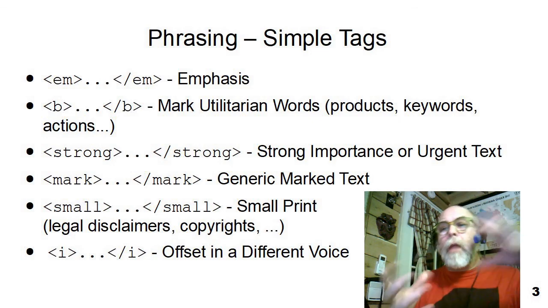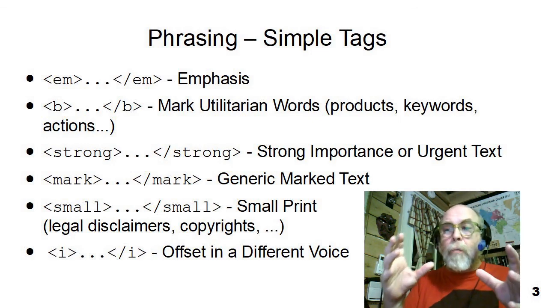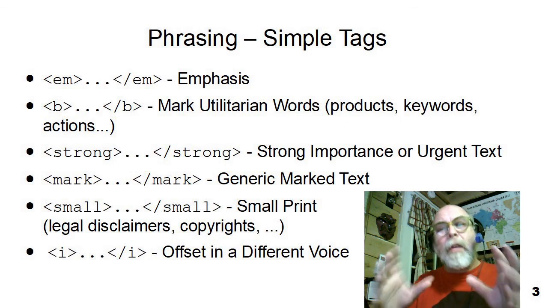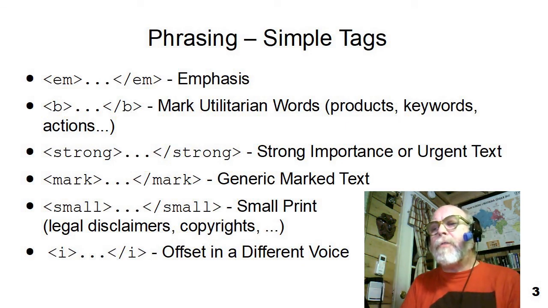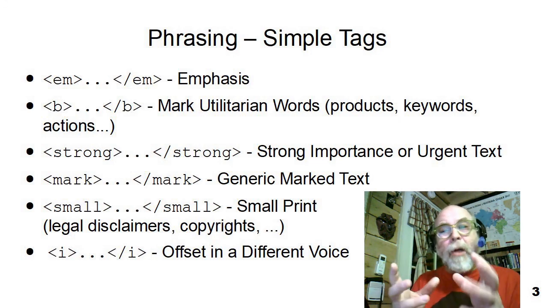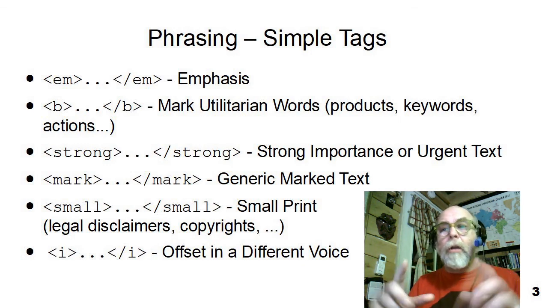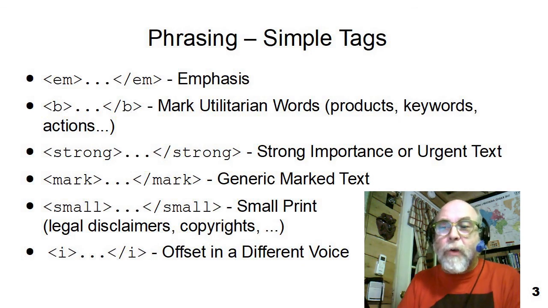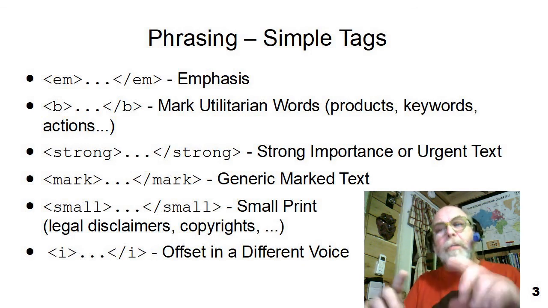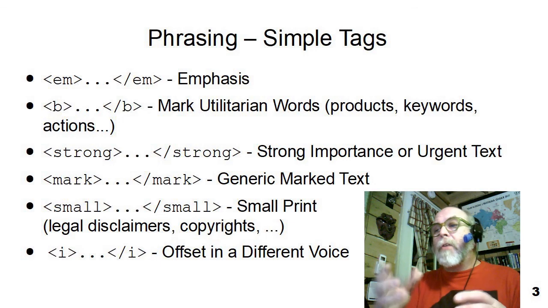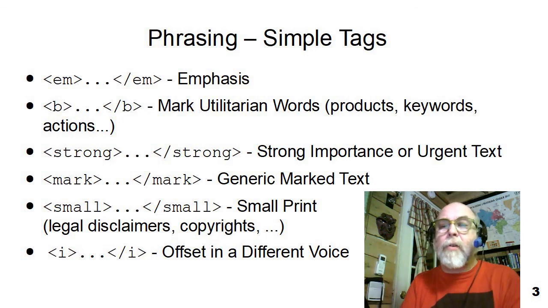Now, they all will show highlighted. They all will show bolded, but they mean totally different things. If you've got words that you need to mark, but you don't know what to mark them with, you can just use the generic mark. It's not very preferred. In fact, you really don't want to use mark, but if you just need to mark something and you don't know whether it falls into one of these other categories, then just use mark.